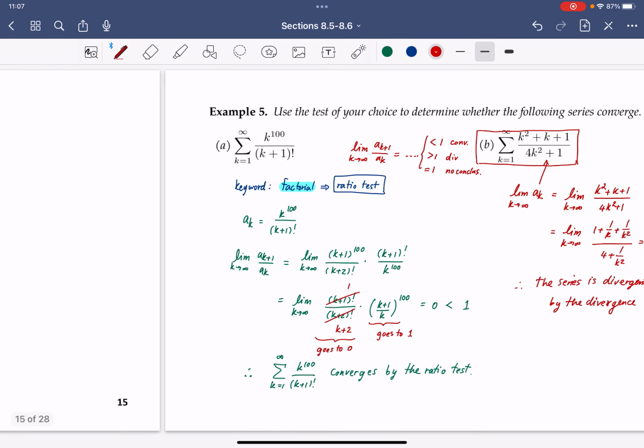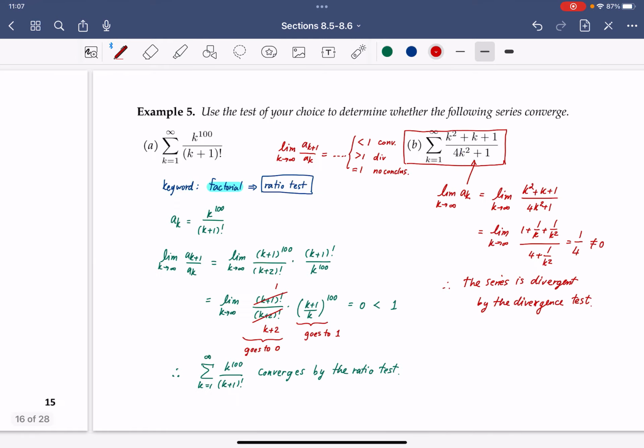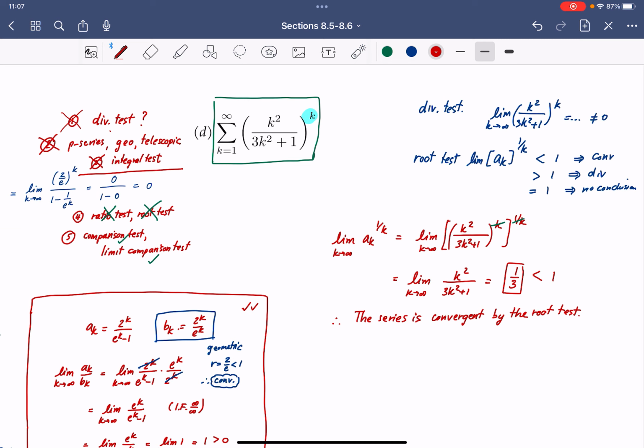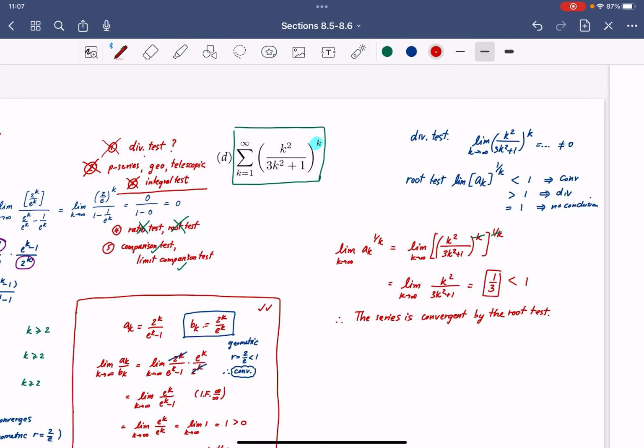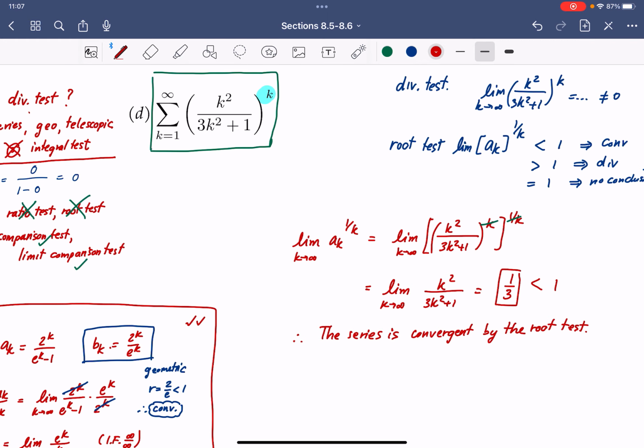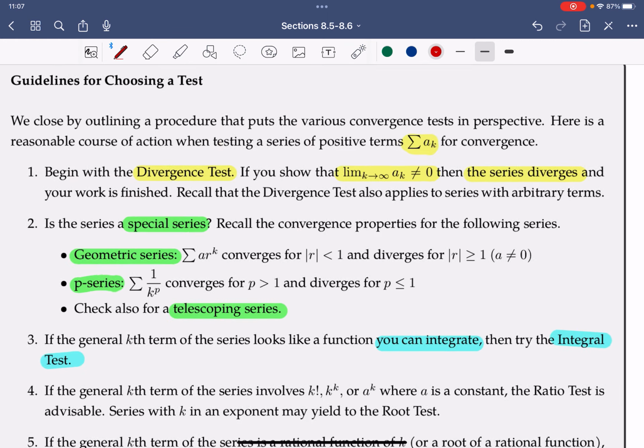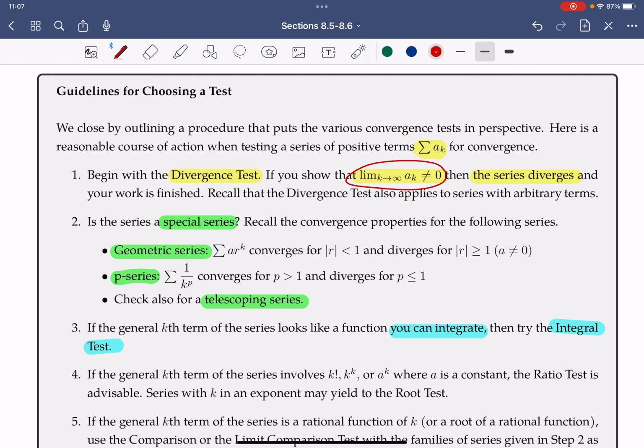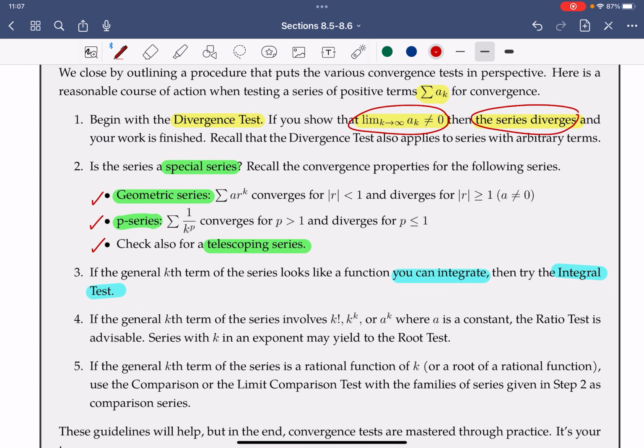Okay, so let's go back to the guideline here. Once you walk through all the examples, now you can see the guideline more easily. Again, one more time, limit of a_k not equal to zero, you make the conclusion that the series is divergent. You also have the geometric series, sum of a r^k: r less than one convergent, r bigger than one divergent. The p-series is p bigger than one convergent, p less than or equal to one divergent.